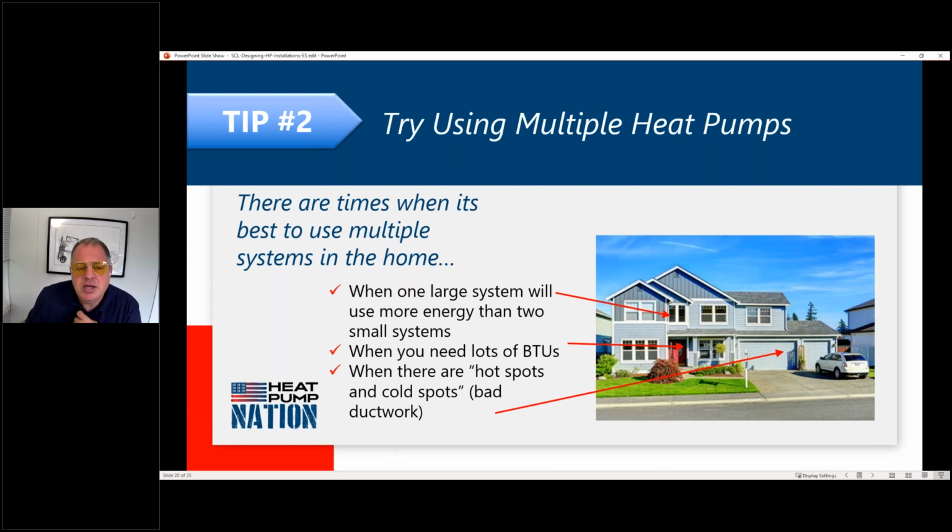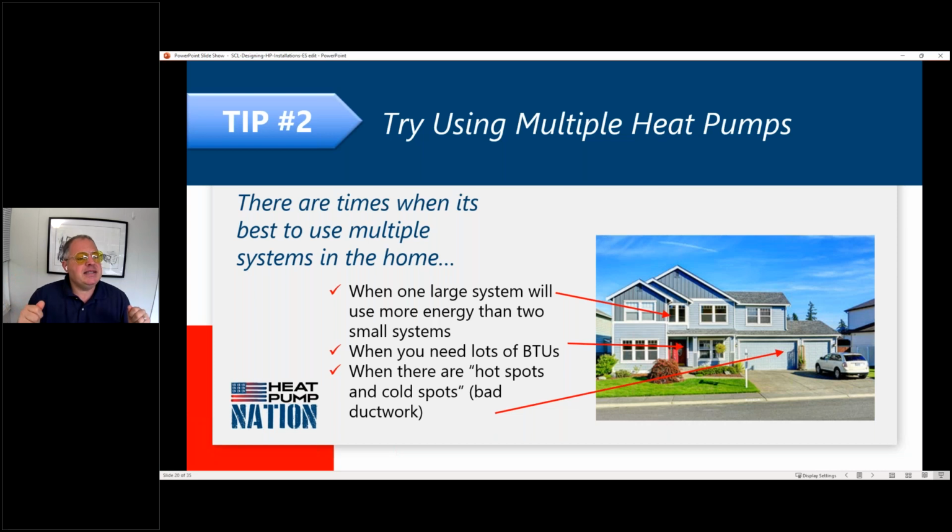Tip number 2, try using multiple heat pumps. Now, I mentioned before we don't want to oversize, and I mentioned that most homes have lower heating loads than we think they do, or that the furnace might suggest. So if you're converting that home, instead of putting in a central 40,000 or 48,000 BTU heat pump, maybe try doing it with two 24,000 BTU heat pumps.